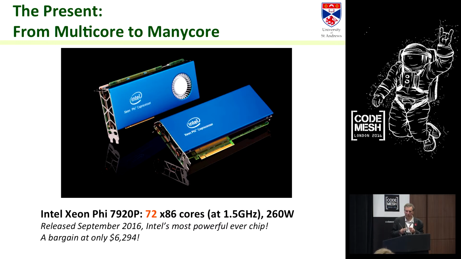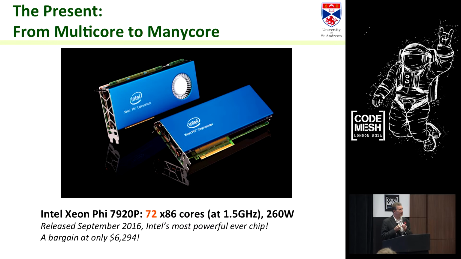Where are we now? Well, where we are now is moving into a brave new world from these multi-core devices, which have started to take over the landscape, towards much more powerful devices, things like this one that was released in September, the Intel Xeon Phi 7920. This has 72 x86 processor cores in a single package. Phenomenal device.